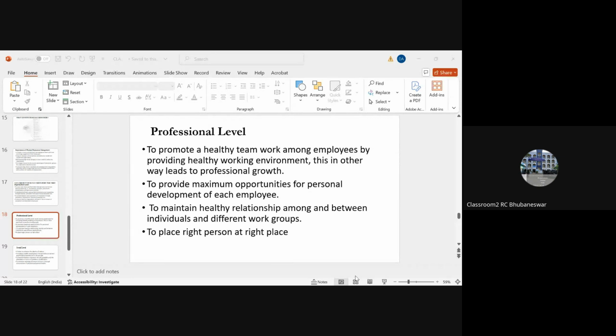To render or to develop a healthy environment. If there is no healthy environment, there is no healthy teamwork. If there is no teamwork, no healthy environment, we cannot think about our professional growth. So for our professional growth, creating a healthy environment is important and teamwork is important. And it provides maximum opportunities for personal development of each employee.